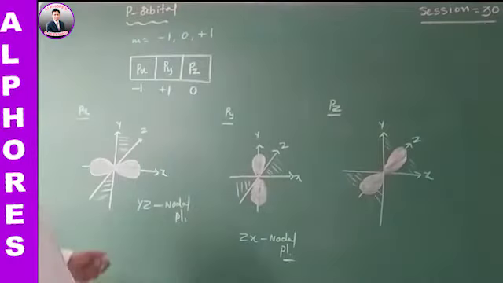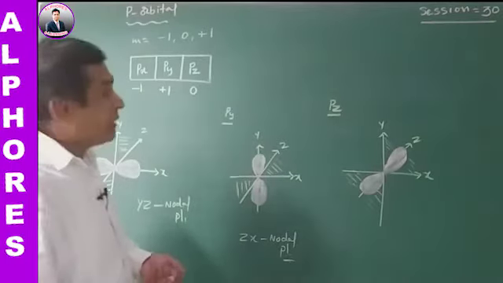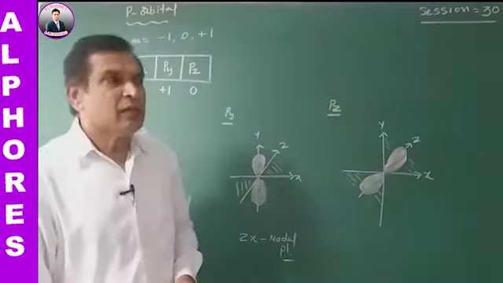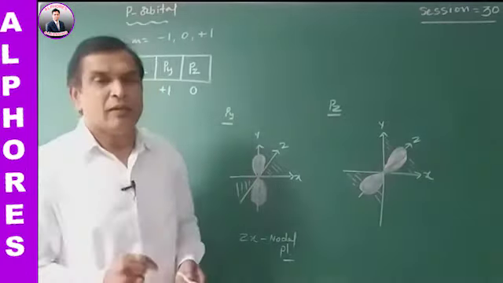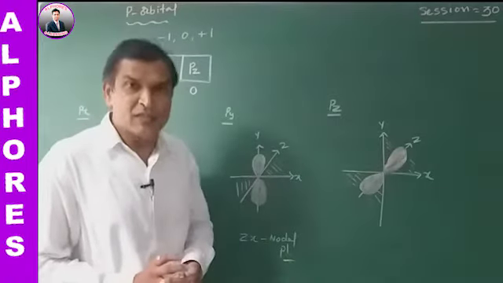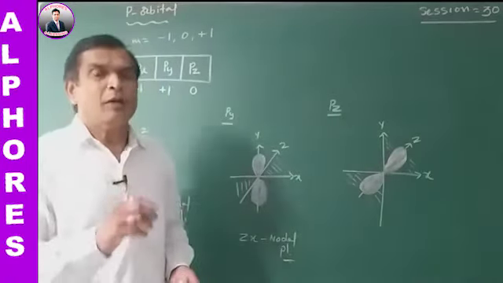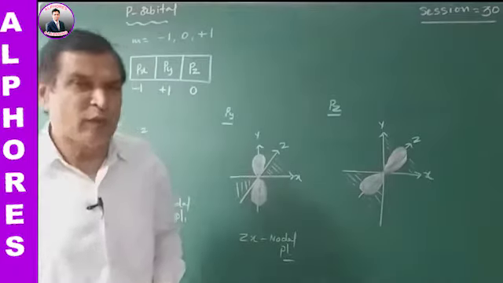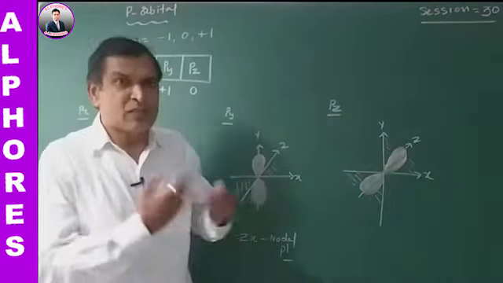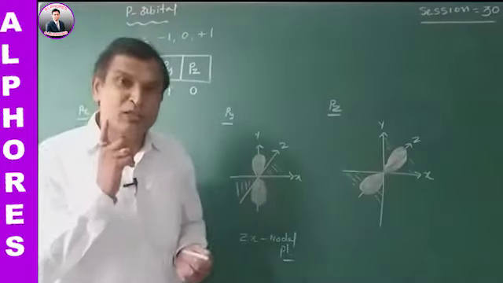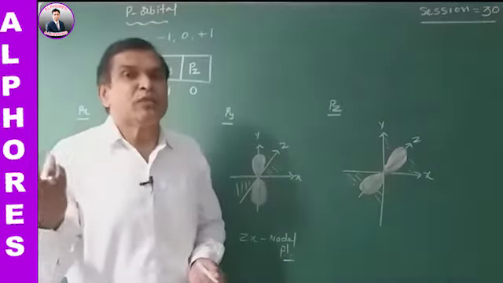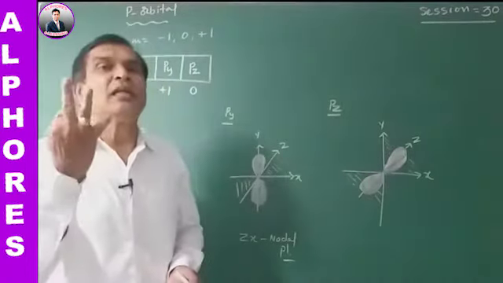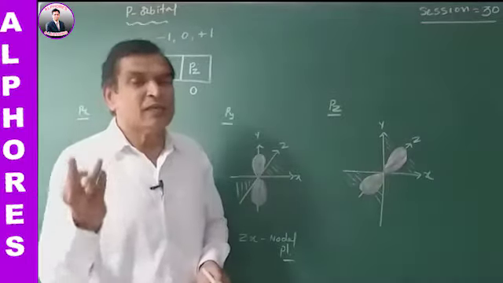This is the diagrammatic explanation of the p orbitals. Once again, what is a p orbital? The subshell with L equals 1 is represented as a p subshell, and the possible orientation values for L equals 1 are m = -1, 0 and +1. The total number of orientations for this subshell is 2L plus 1, that is 2 into 1 plus 1, equals 3. That indicates any p subshell contains 3 p orbitals.